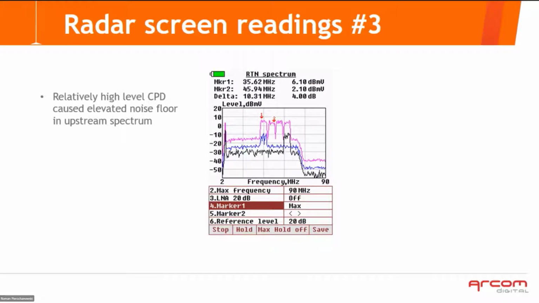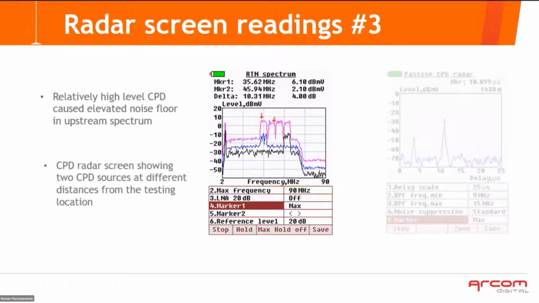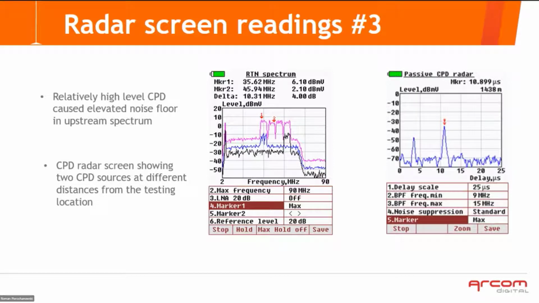Here is a relatively high CPD level visible already in the spectrum, but from the spectrum we don't know if this is just one source or two sources. But the CPD radar will show up and it will give us the answer. There are two peaks. Most likely this one is causing this elevated noise floor, or it may drop slightly and you will need to find this one as well.